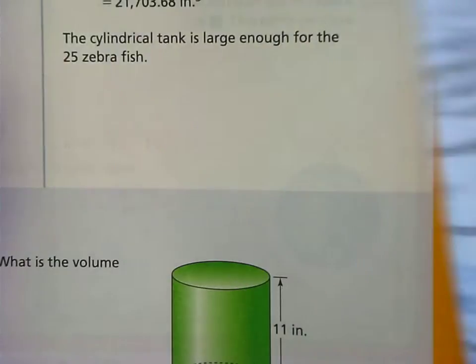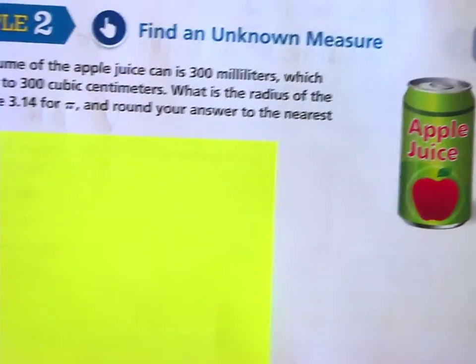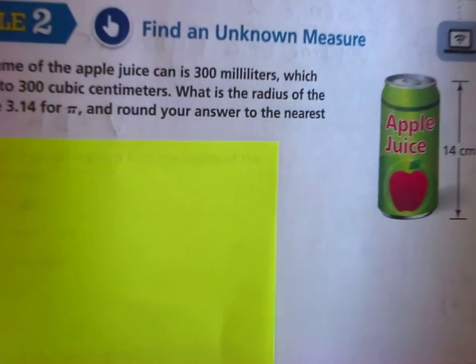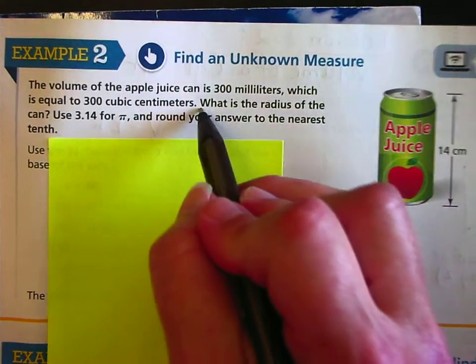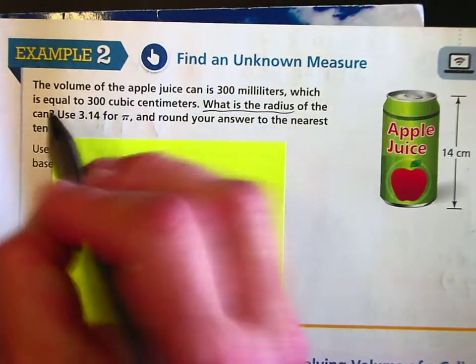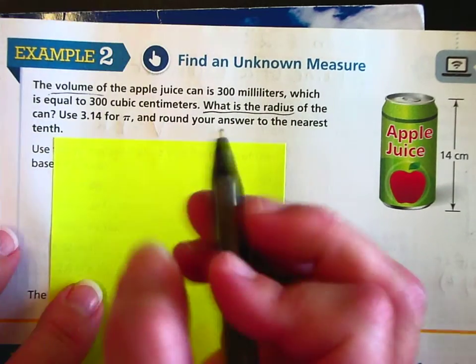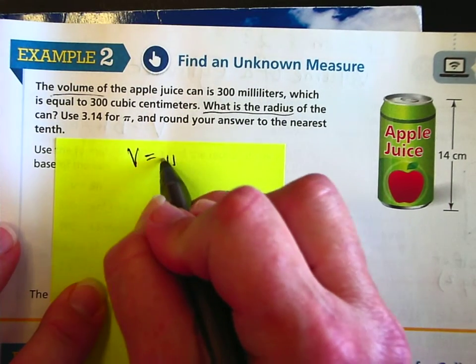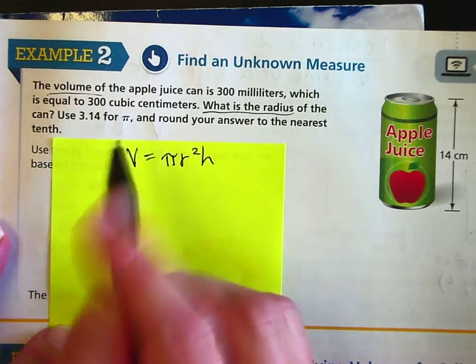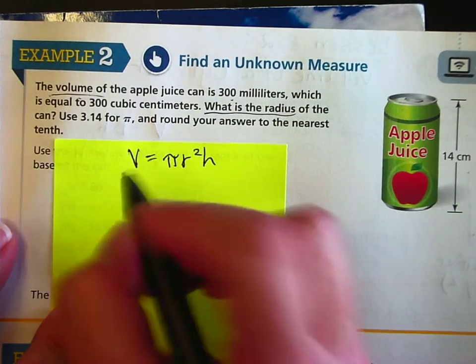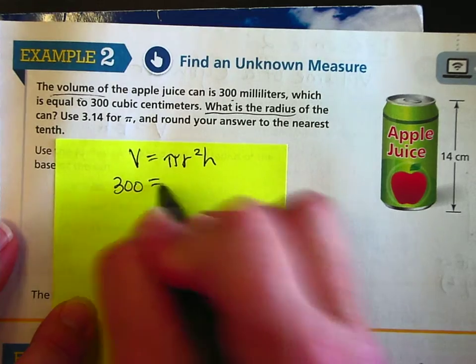Okay, let's take a look at one more where you have to calculate something other than the volume. So let's take a look at this can of apple juice. And this time, this says, what is the radius? So now, because we're given the volume, we're going to use that formula. Volume equals pi times radius squared times height. And now let's plug in what we're given. So the volume is 300 milliliters. So volume of 300 goes in volume.